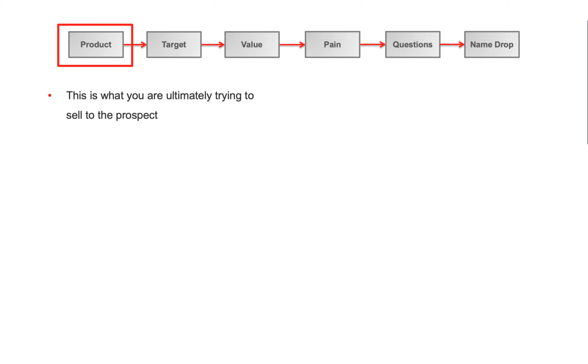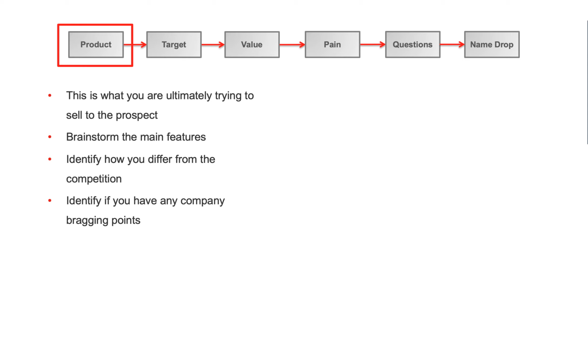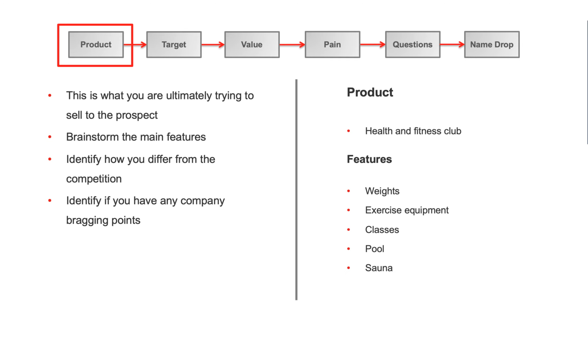So the product basically is, what is it you're ultimately trying to sell to the prospect? Even knowing we're not trying to push the product, we're trying to sell the meeting or move the prospect through the sales process. To create your sales message, what is it you ultimately want to sell at the end of this? Think about also the features of that product and identify how you differ from the competition and if you have any bragging points.